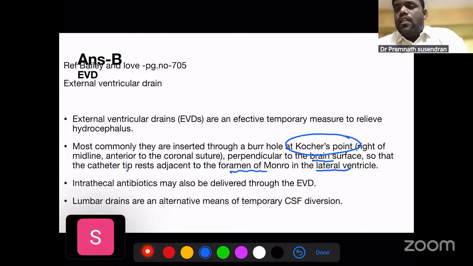They can ask us about the EVD as a separate question also. All of the following are true statements except, like that also can be asked, because this is a very common procedure done in neurosurgical practice, in the emergency setting. And intrathecal antibiotics may also be delivered through the EVD. And lumbar drains are an alternative means of temporary CSF diversion.